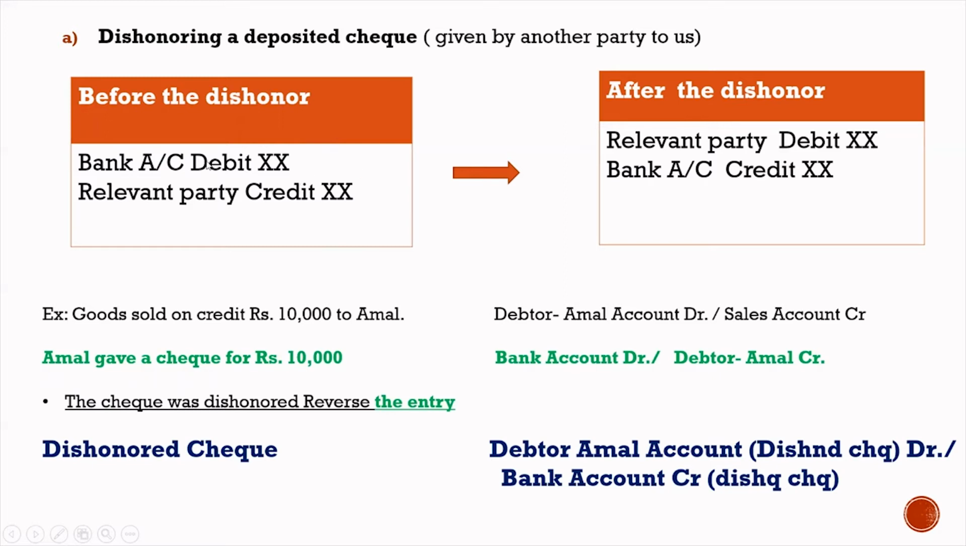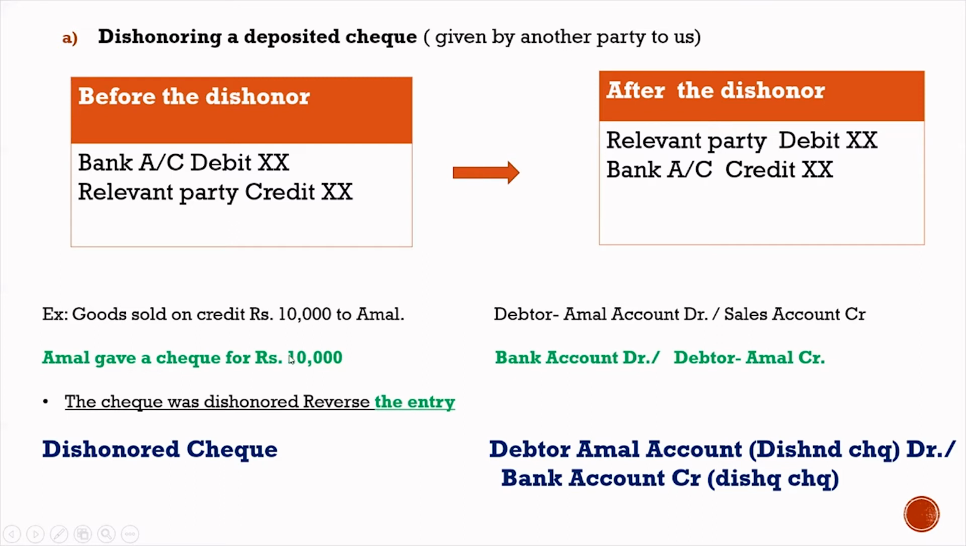So then the credited relevant party is again debited and the debited bank account, as we did not get that money, is credited. The relevant party credited is debited after the dishonor and the bank account which was debited is now credited. So if I explain it further, imagine we sell goods on credit for 10,000 rupees to Amal, right? So when we are selling goods, Amal becomes a debtor, so he's an asset, he's debited and the sales account is credited. And think Amal gave us a check.